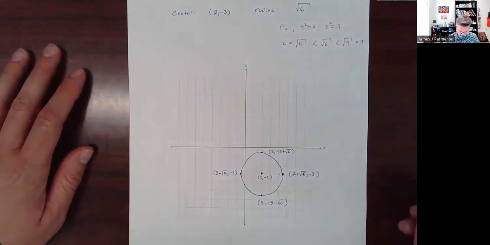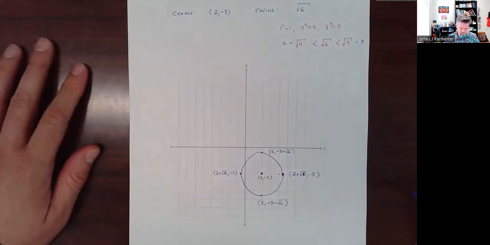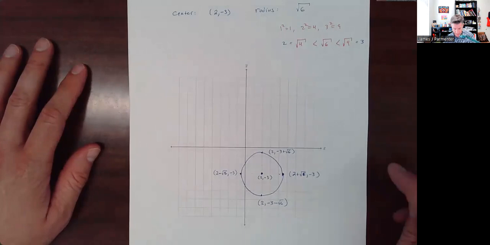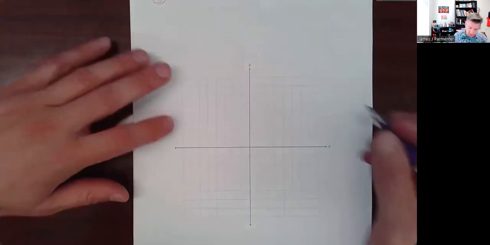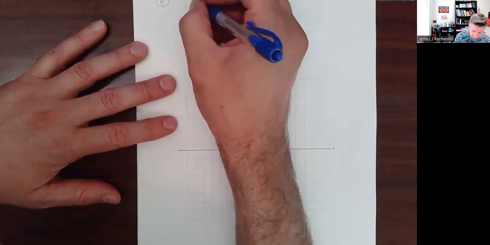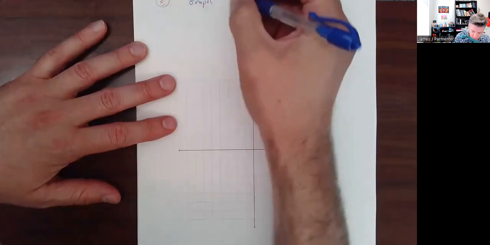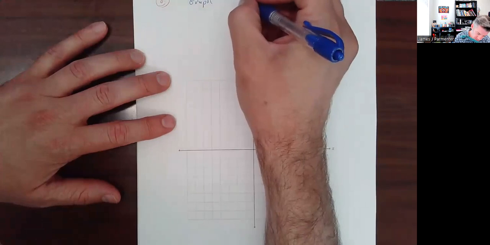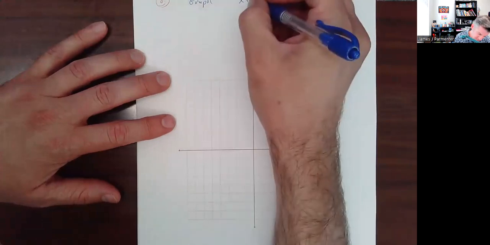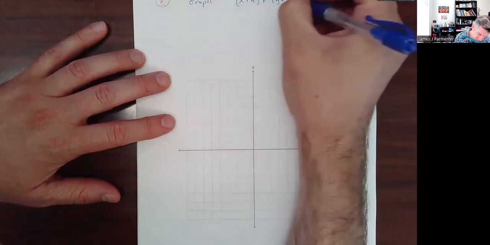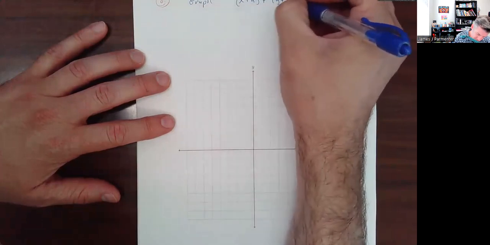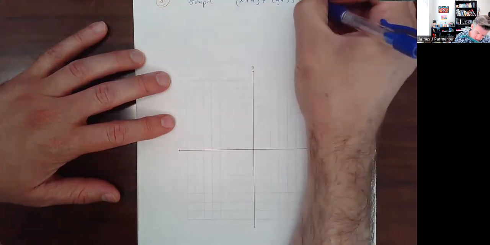Interesting. Let's do one more, and then we will do one more thing after that. Let's graph the circle given by the equation (x + 4) squared plus (y + 5) squared equals 1.